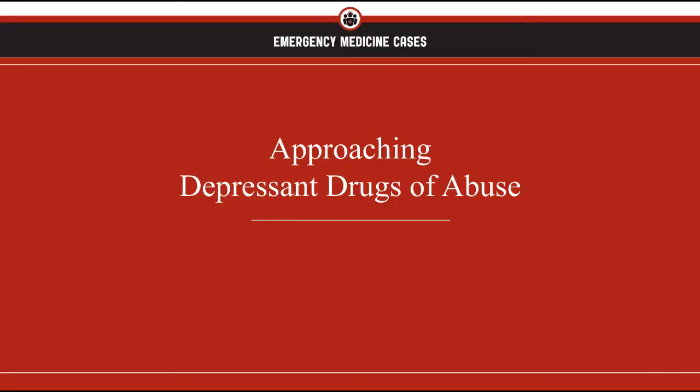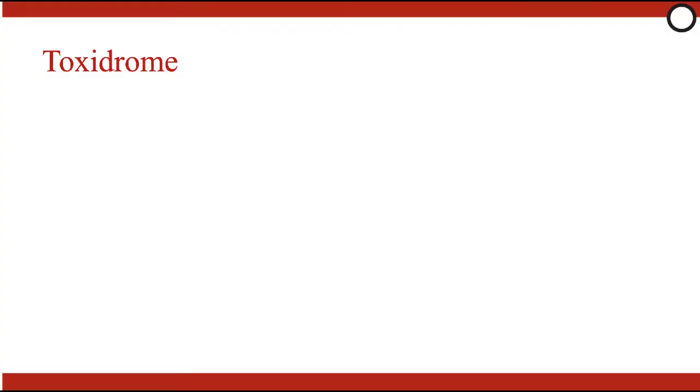Okay, so we've covered the more stimulating part of this rapid review, but now let's finish off by discussing some key points when it comes to the opposite, the depressant drugs of abuse. These drugs of abuse are a bit more simplified as they typically present with one toxidrome. These patients are hypotensive, bradycardic, have constricted pupils, often have apnea, and if really bad, present in a coma.